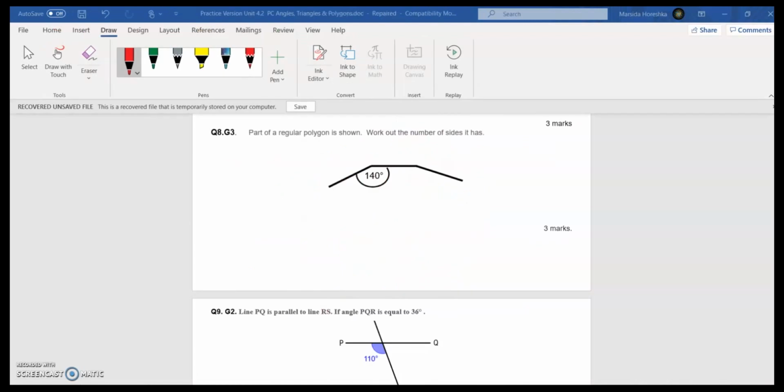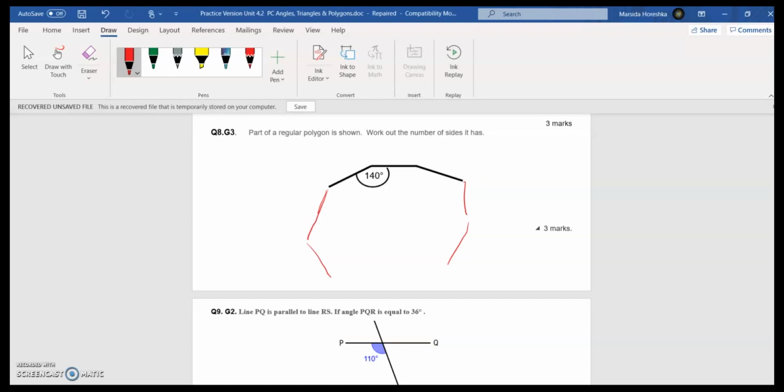So this one, part of a regular polygon is shown. Work out the number of sides it has. So we can imagine this polygon having other sides of the same length, but we don't know how many there are in total. And the name of the polygon will depend on the number of sides.